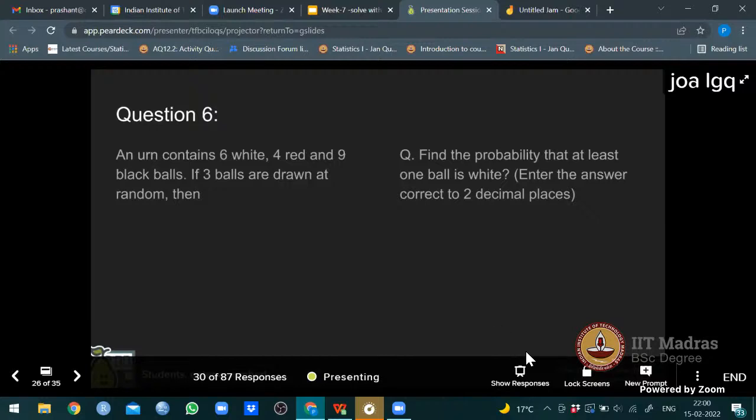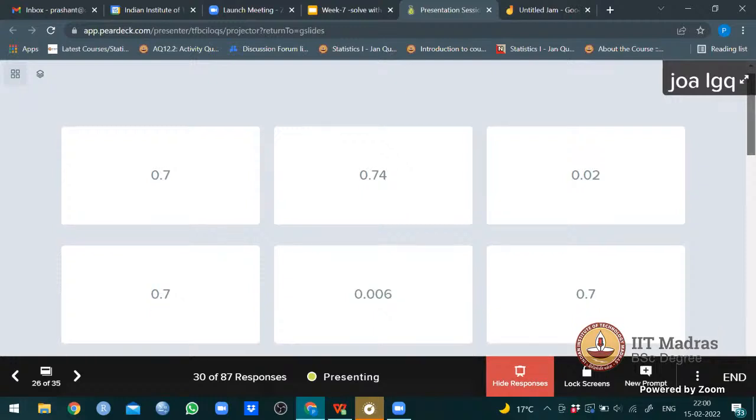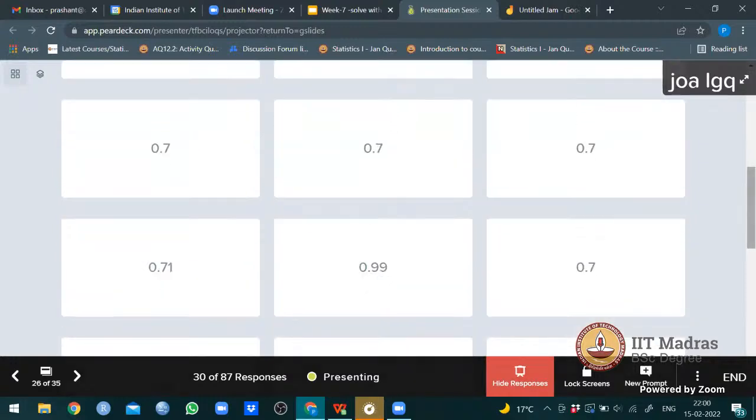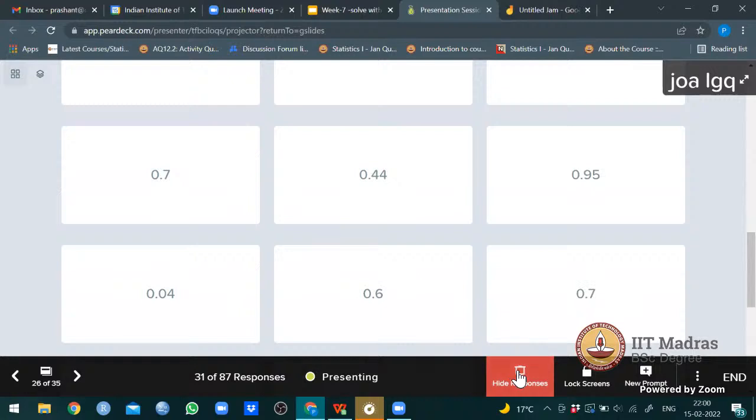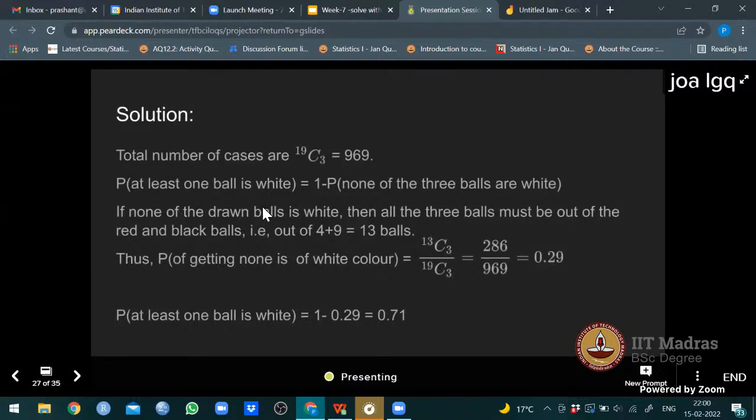Okay, I think we can see the solution now. Let me check the responses first. Again, variations. I think you are not getting the concept. See here, you have to find the probability that at least one ball is white. The total number of cases is 969. Probability of at least one ball being white means 1 minus the probability that none is white.